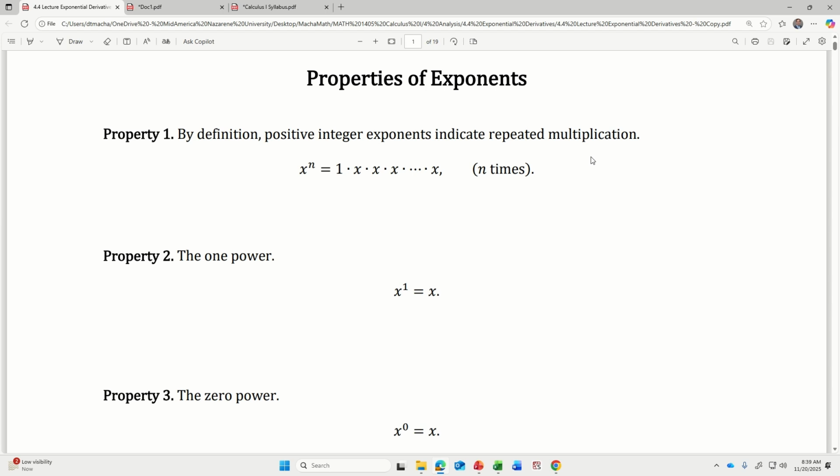All right, properties of exponents. And I hope this is a review of college algebra. I hope you learned this in college algebra. Every time I taught college algebra, I always taught properties of exponents, properties of logarithms.